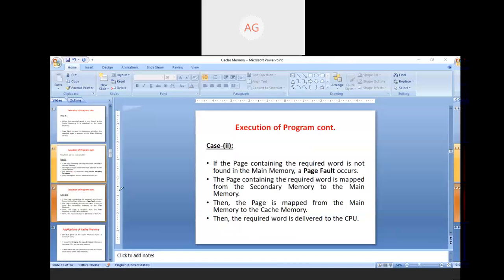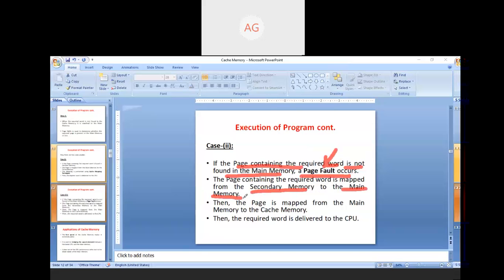In case 2, if the page containing the required word is not found in the main memory, then a page fault occurs. This term is also used while solving the questions. A page fault occurs when the word we are looking for is not found in the main memory. So the page containing the required word is mapped from the secondary memory to the main memory.